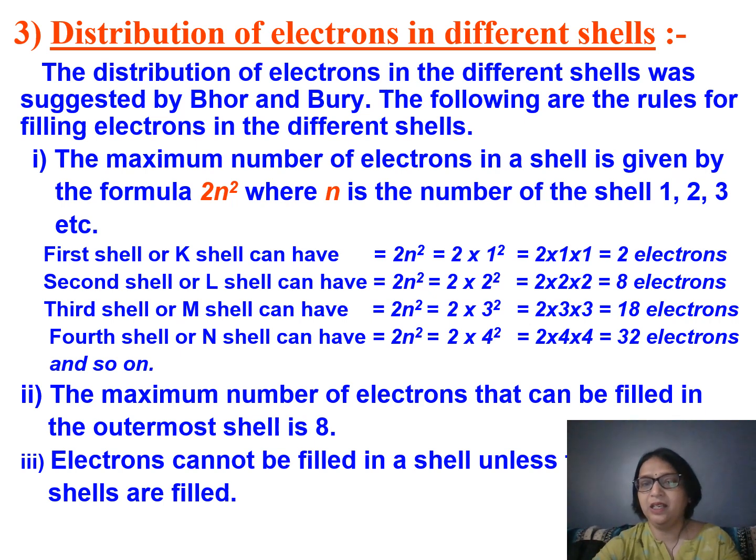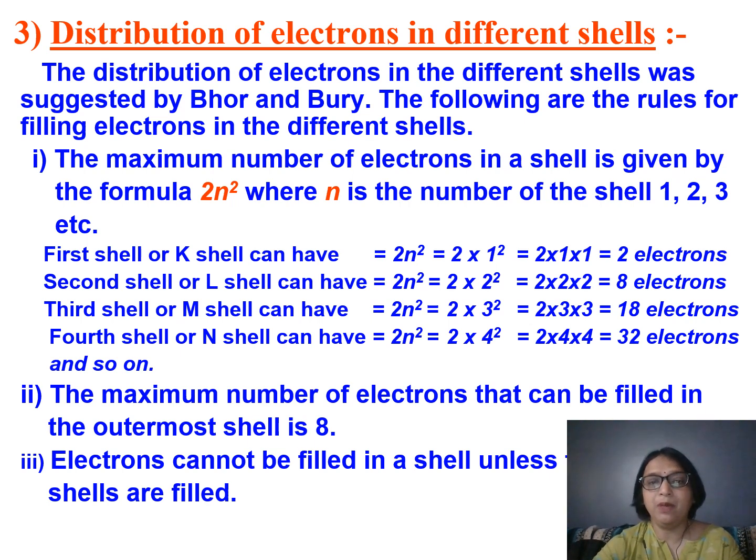For the first cell, that is the K cell, how many electrons will be filled? You can see that n equals 1, so 2n square is 2 into 1 square, which means 2 electrons. In the L cell it would be 8 electrons, in the M cell it will be 18 electrons, and in the N cell it will be 32, and so on.